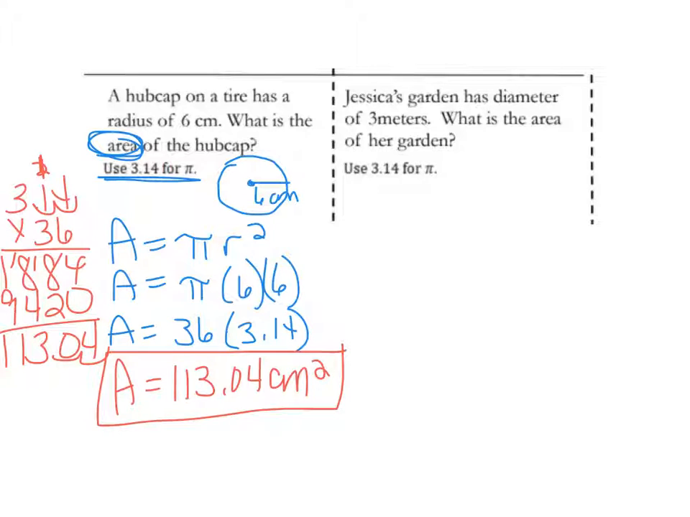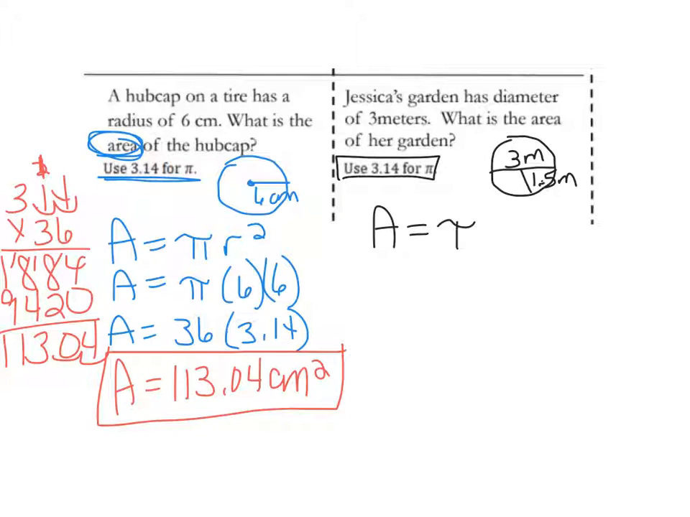The next one reads, Jessica's garden has a diameter of 3 meters. What is the area of her garden? Okay, so again, we're still using 3.14 for pi. If they're giving you a diameter of 3 meters, then what would be the radius? Yes, because that's half. So it's 1.5 meters. That's your radius, and that's what we're using for my area.